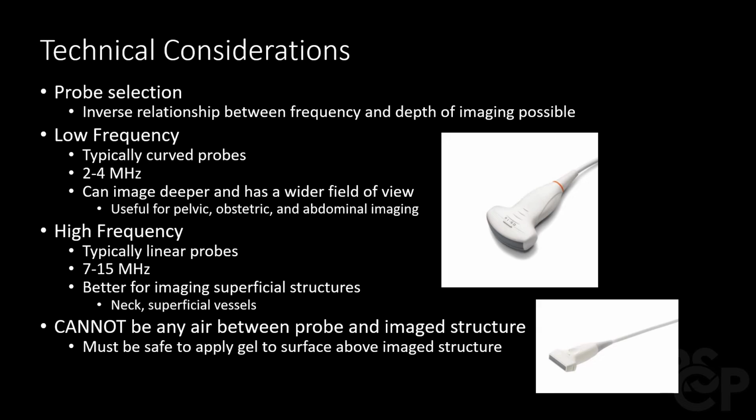High frequency is typically linear probes. These are 7 to 15 megahertz and can be better for imaging superficial structures like the neck and superficial vessels. There cannot be any air between the probe and image structure, and it must be safe to apply gel to the surface above the image structure as well.